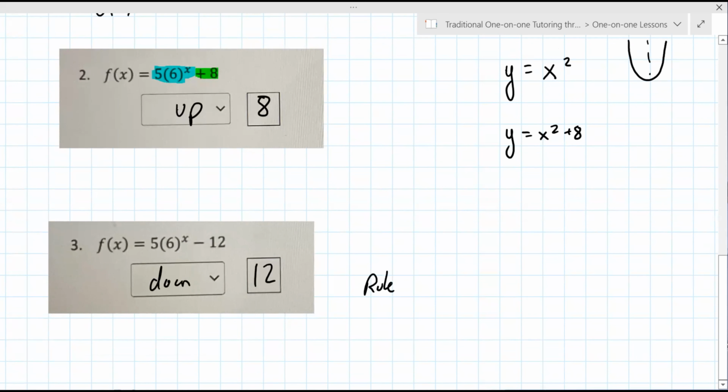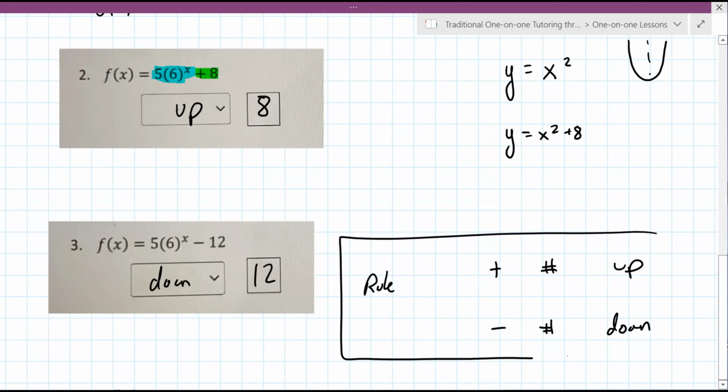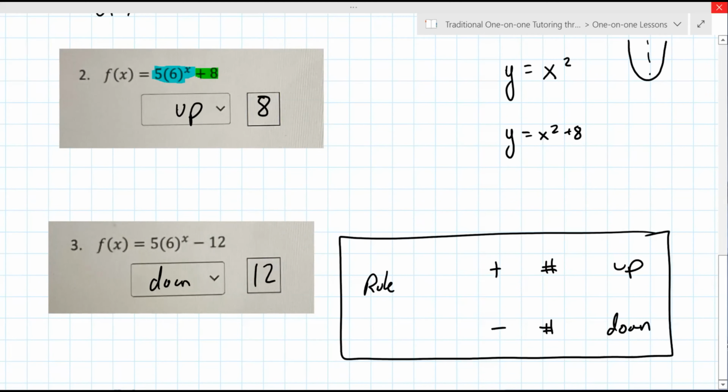Okay, so we can make a rule now about this. When it's sort of off to the side here, I'm not sure what words would be meaningful to you, but when we have something plus a number, we know that's going up, and minus a number, we know that that's going down.